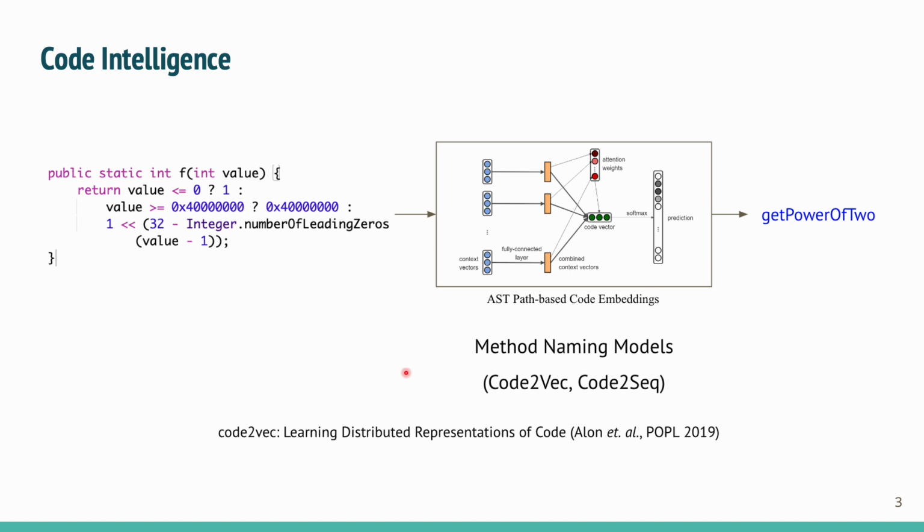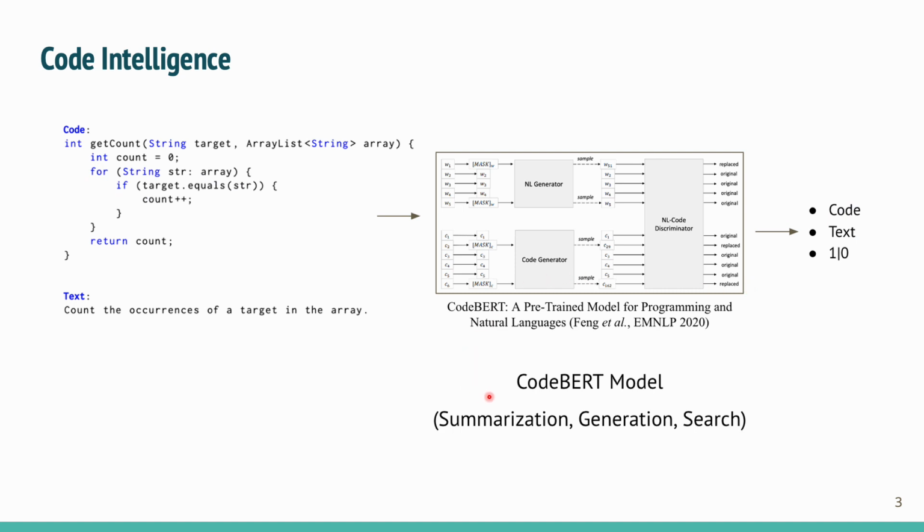Other popular models are code2vec and code2seq for the task of method name prediction. They use AST path-based code embeddings for predicting the method name. And the CodeBERT model, which is a BERT-based bimodal model that can process both code and text and can handle a group of tasks including code summarization, code generation, and semantic code search.